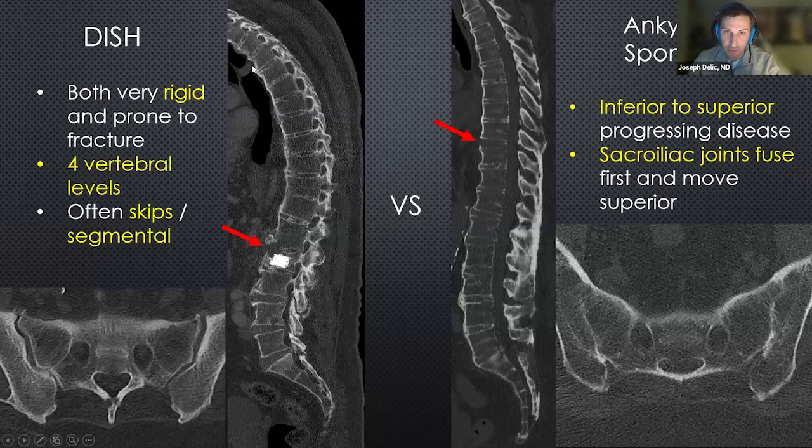This one has some pretty extensive bridging, but it doesn't involve the lumbar spine, versus ankylosing spondylitis. The keys here are this is an inferior to superior progressing disease with the SI joints often involved first. So no bridging here, you get bridging here and then it works its way up from inferior to superior. It's important with both to identify the fracture, but those are some things to help differentiate the two.